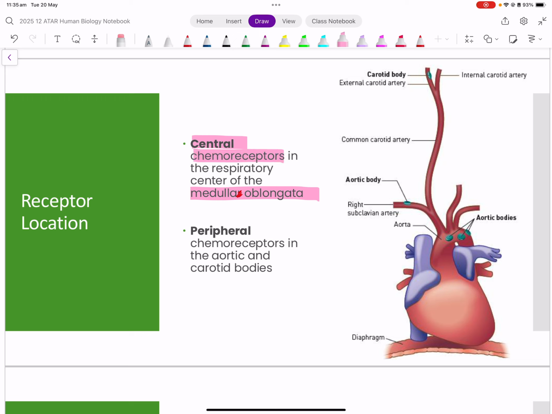We also have chemoreceptors found inside the body but outside of the brain, and they are the peripheral chemoreceptors. They're found in two different spots, known as the aortic and the carotid bodies. So the aortic bodies stem from the aorta and from the subclavian artery. Okay, so this portion of the aorta up here. And the carotid bodies branch off from the carotid artery.